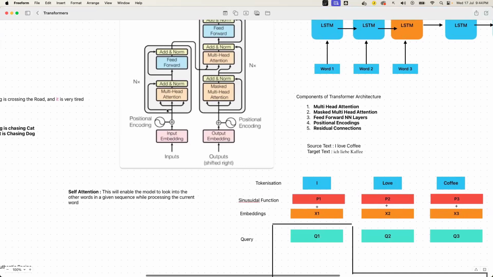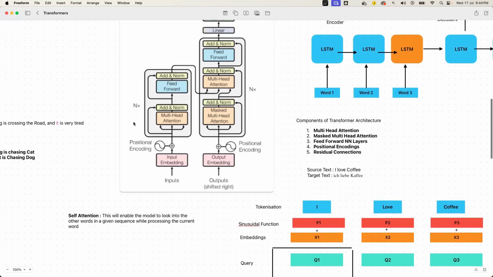We will add our original input data to our processed data so that we can remember our original data context, and we will normalize it. Then we have a feed forward layer, which is then sent to an add and normalize layer. So we will have multiple such layers. This is what the processing from the encoders would look like.